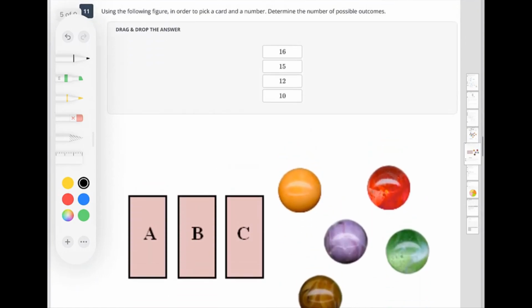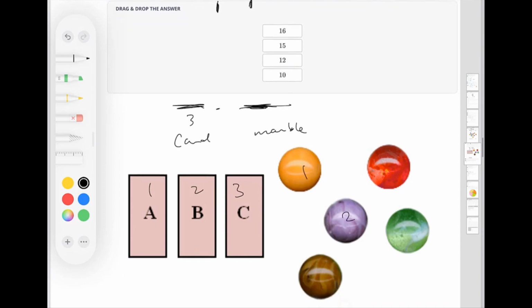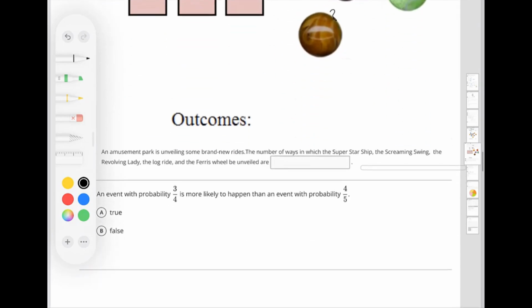Alright, using the following figure in order, pick a card, so that's 1 card, and a number, so 1. So this is where I'm talking about using those spaces. So picking a card, there are 3 letters, right? And then the marble. There are 1, 2, 3, 4, 5. So 3 times 5 gives us 15. There are 15 different outcomes that we can choose from. Okay.